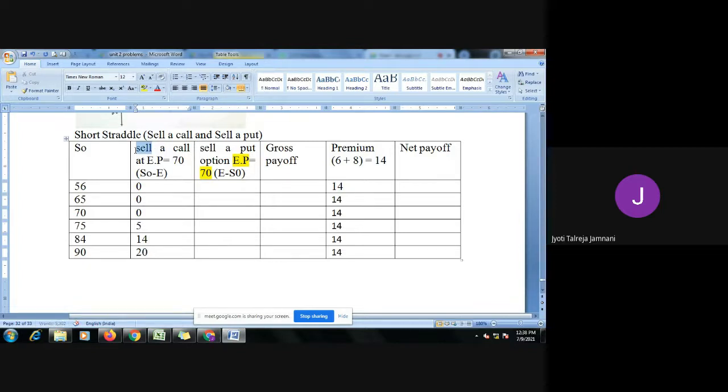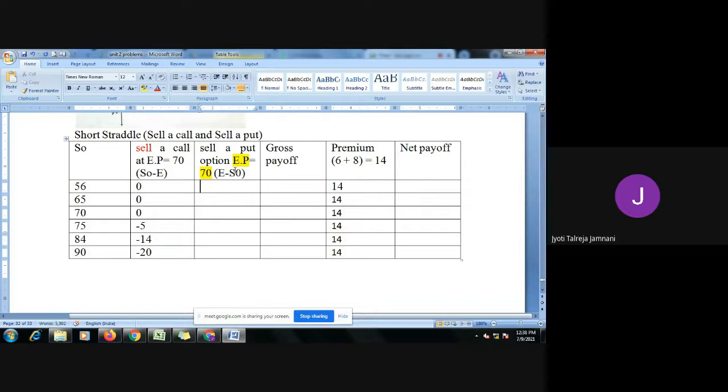Remember what we have done? We have sold. So if we sell, what should we do? Can anybody tell me? If you sell, what should you do? We have to put a minus, because this is not our gain. We have sold the option, so it is some other party's gain. So even if it is showing plus, we have to add a minus sign.